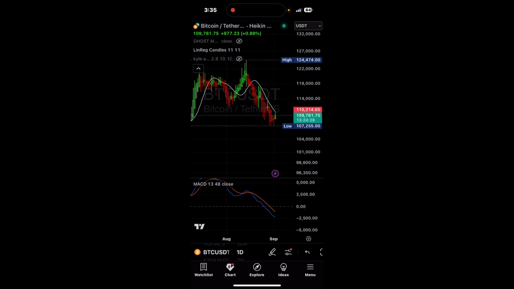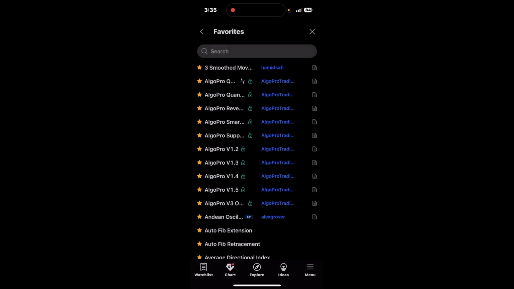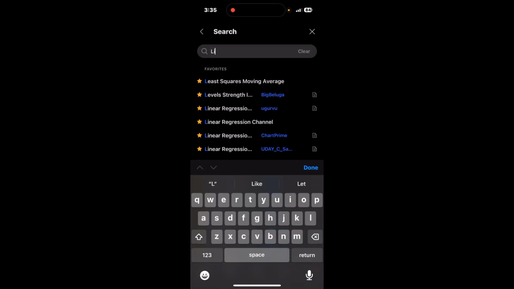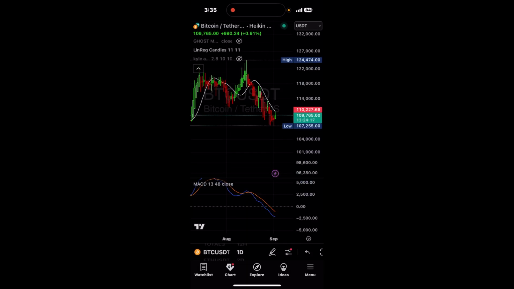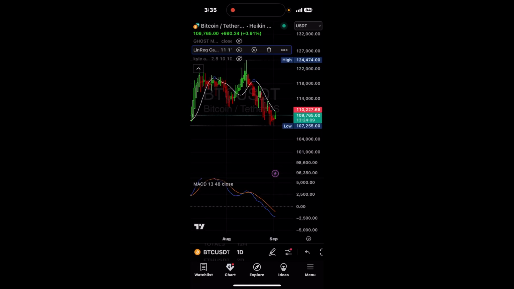The next thing you want to do is put your linear regression candles here. But in this scenario, we're not going to be using the candles. You go to linear regression candle, and you go here, and what you want to do is hide your linear candles. All you need is the plot line for this scenario. So you want to have the plot line with the swing.